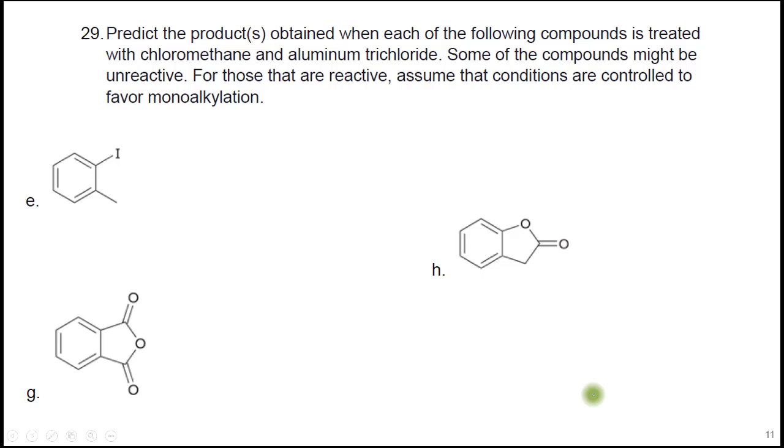And these we're treating with chloromethane and aluminum trichloride. We are assuming monoalkylation, so we don't have to worry about polyalkylation. The methyl group is an electron donating group. Halogens always lose. So we can get a methyl group para. You can also get a methyl group that is ortho on the other side.